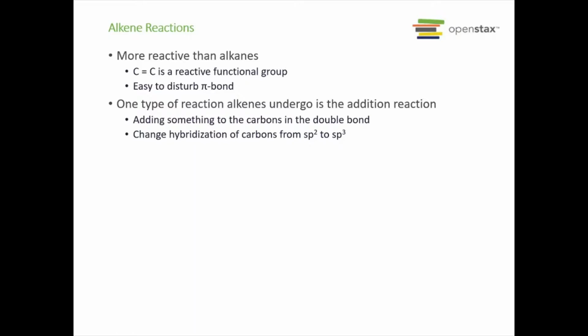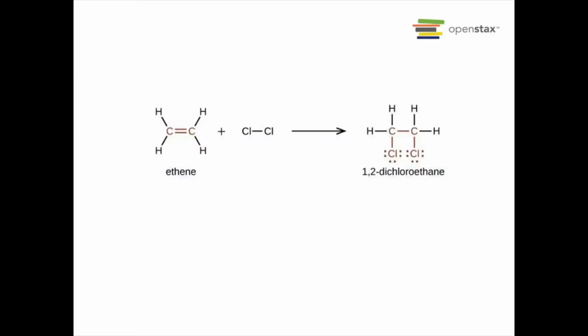One type of reaction that they undergo is called an addition reaction. And so what you're doing is you're adding something across the double bond. So you're breaking the double bond of carbons and you're adding something to them. So we change the hybridization of those carbons from sp2 to sp3. So we're going from a double bond to a single bond. So this is an example of an addition reaction.